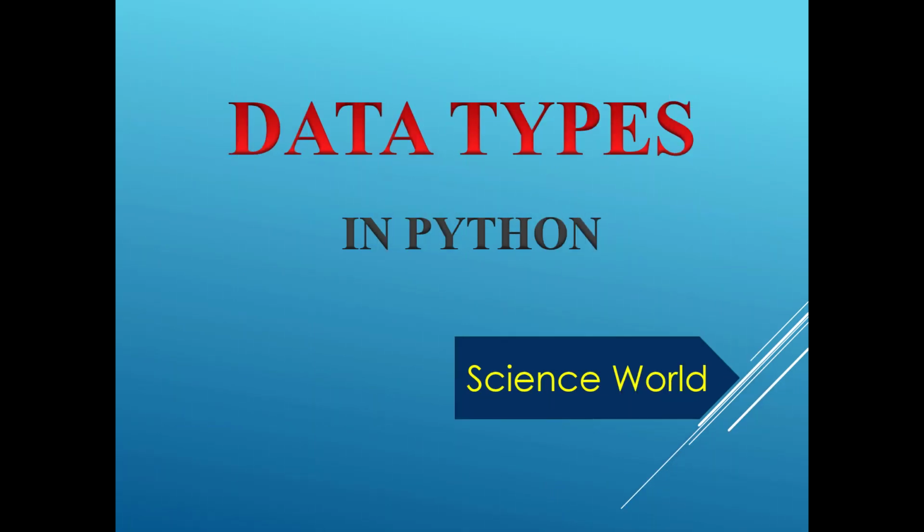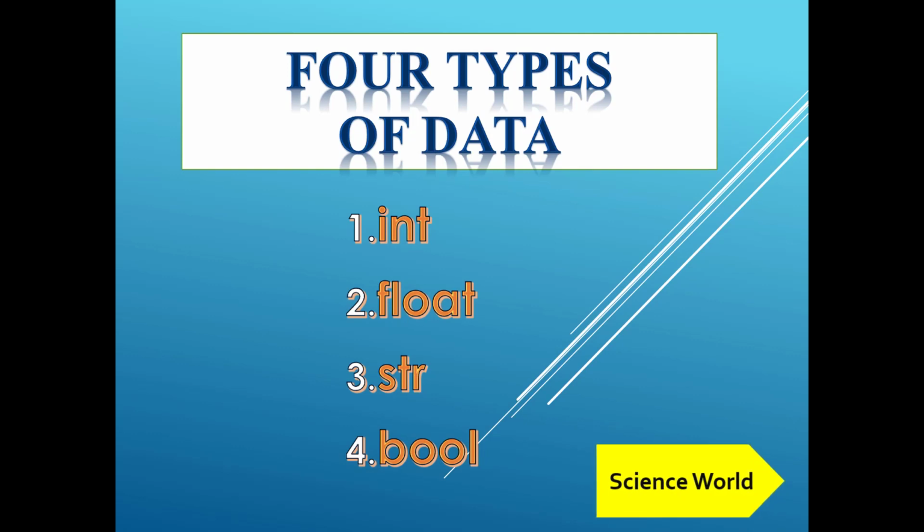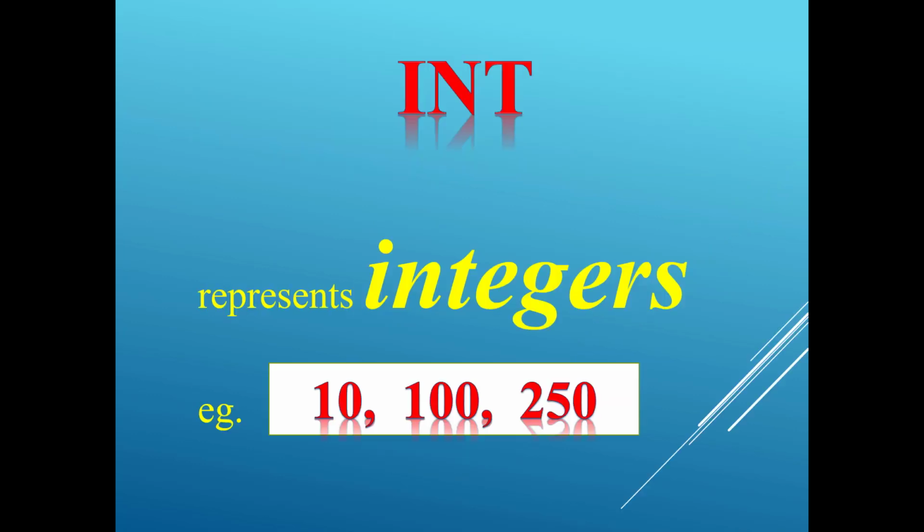In this short video, I will introduce the data types in Python. Here are 4 types of data in Python. Number 1, int. Number 2, float. Number 3, str. Number 4, bool.